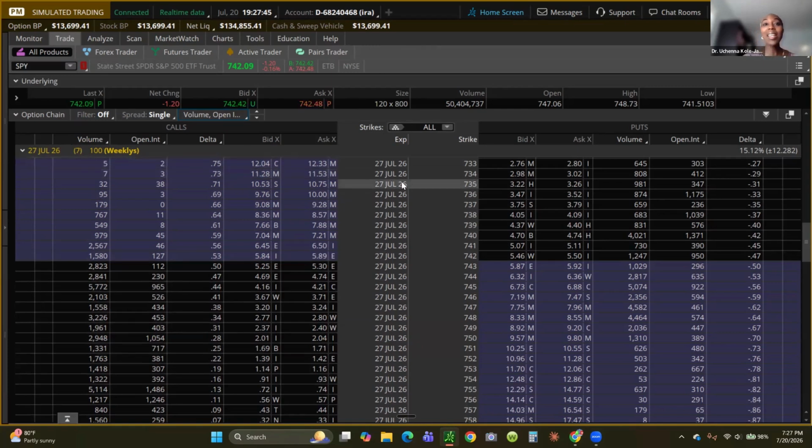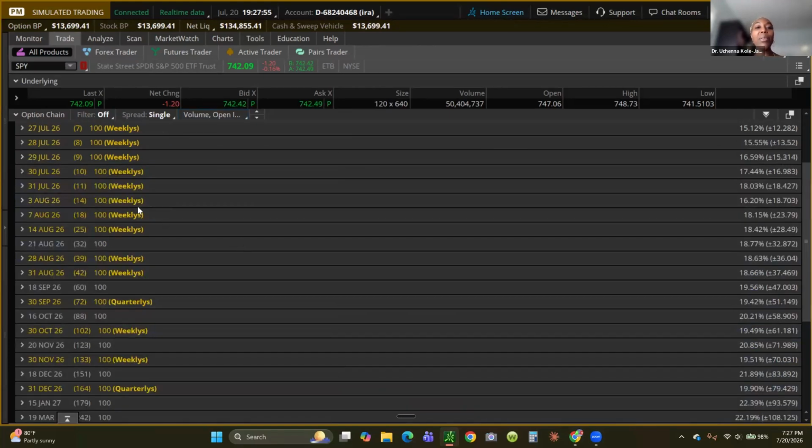As a buyer, I need my stock or my index to move, right? So I need to give it some wiggle room. So if I really think it's going to move, I'm probably going to pick another expiration. Remember, the third Friday of the month is the most liquid expiration. All the ones that are yellow are weekly. The ones that are white are already notated for you as the third Friday of the month.